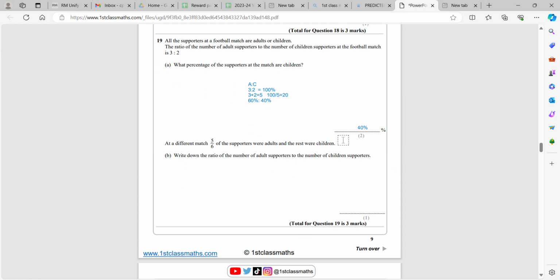In terms of marks for this question, where do you get marks? Well, you can collect marks if you've got 3 to 2 and equals 100%. And then your extra mark is for this bit of work in here.